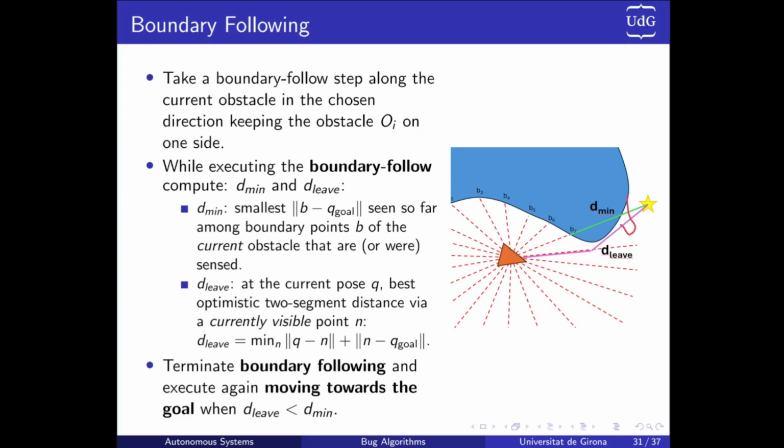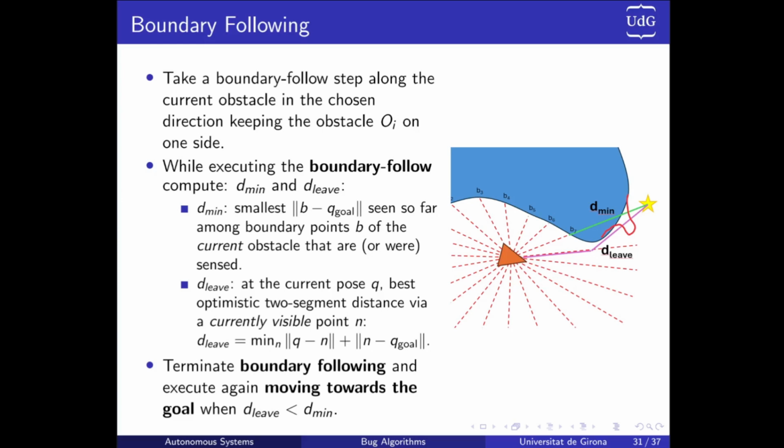I don't know if the obstacle is here because I don't sense that. But from my point of view, right now, this is free and this is tangent to the goal for what I see so far. Then this is my escape point, my leave point. The moment in which the leave distance, this plus this, is smaller than this, then we stop following the boundary and just move towards this point and try to reach the goal.